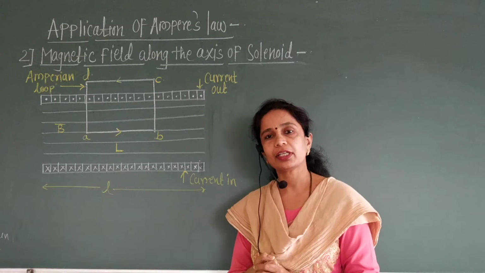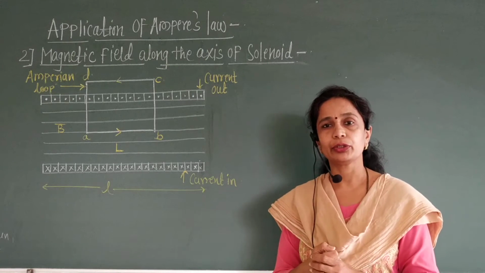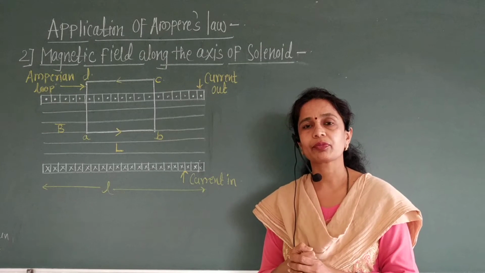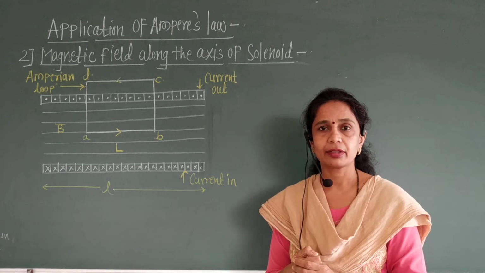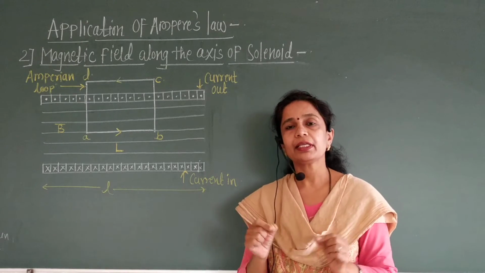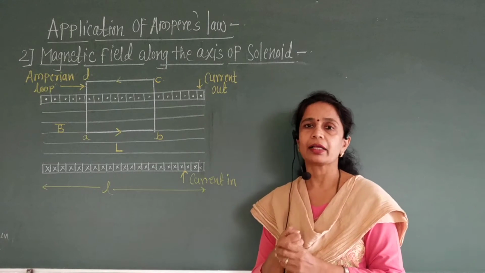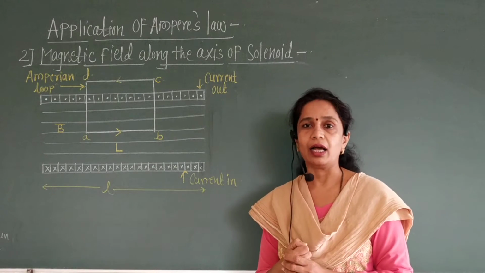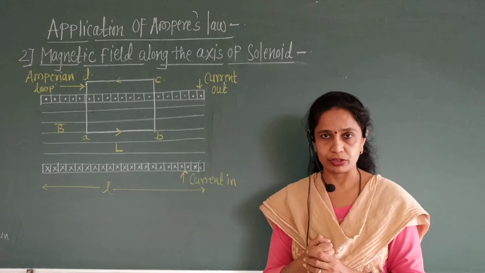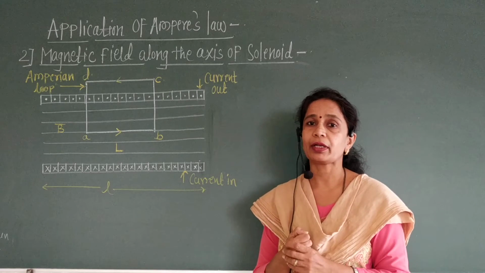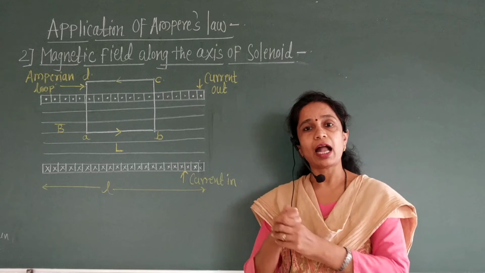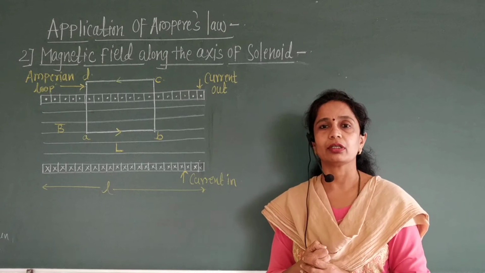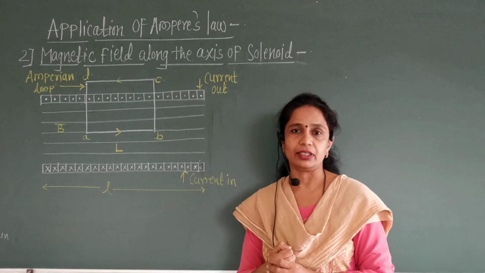First application is magnetic field due to a straight long conductor which carries the current I. Formula is B is equal to mu 0 I upon 2 pi r, where mu 0 is constant. Its value is 4 pi into 10 raised to minus 7 in SI system. I is the current flowing through the conductor and r is the distance.